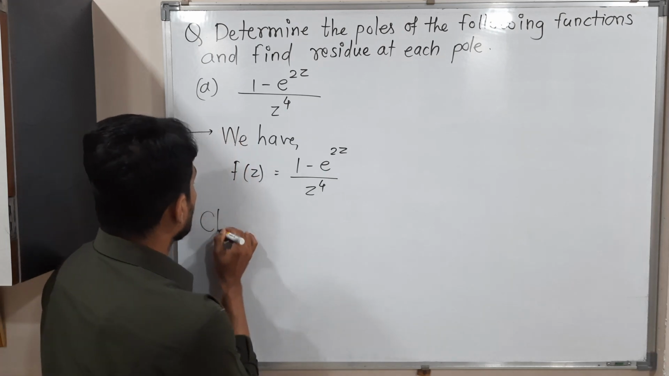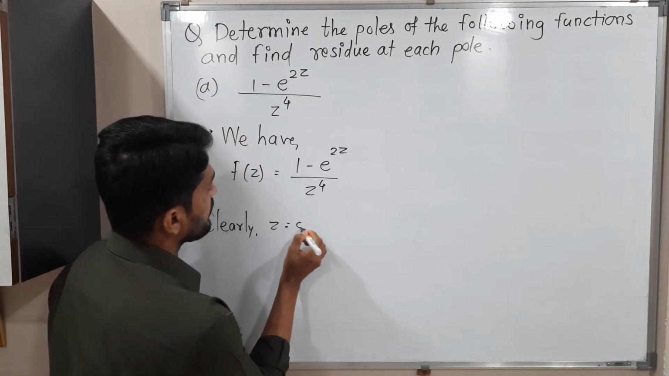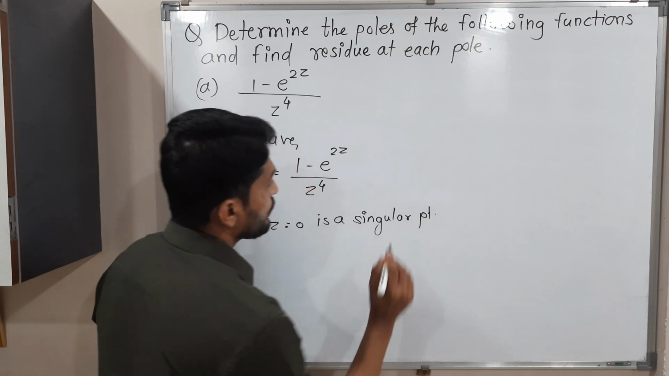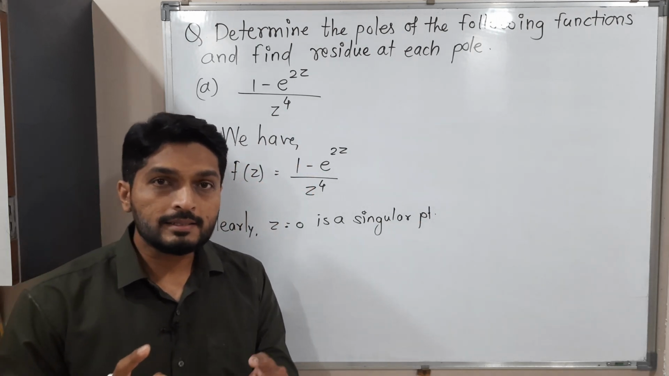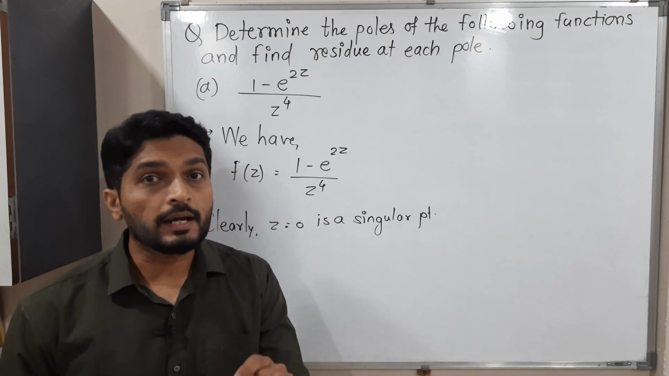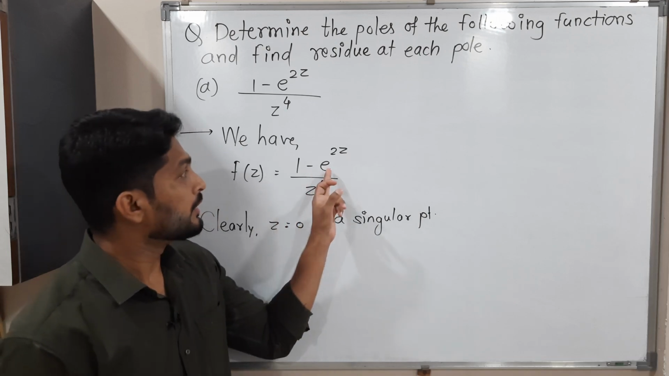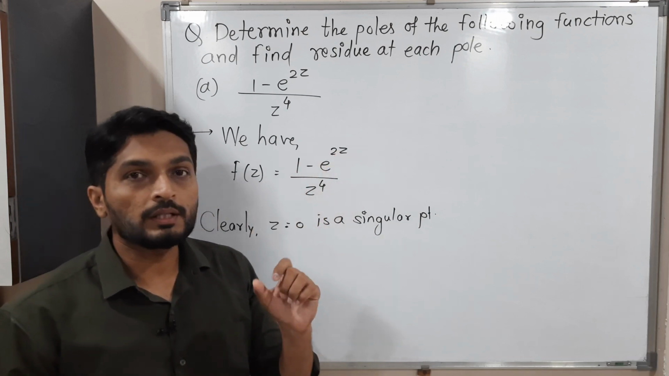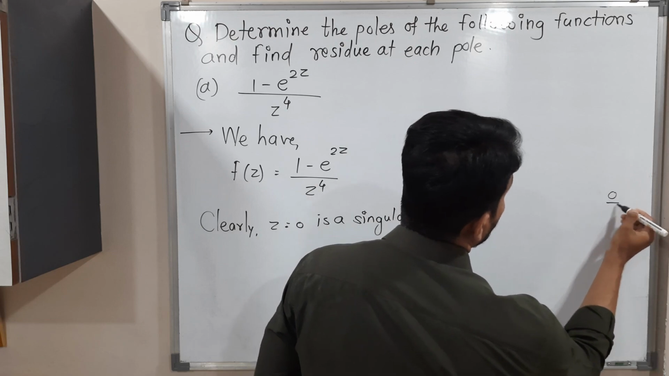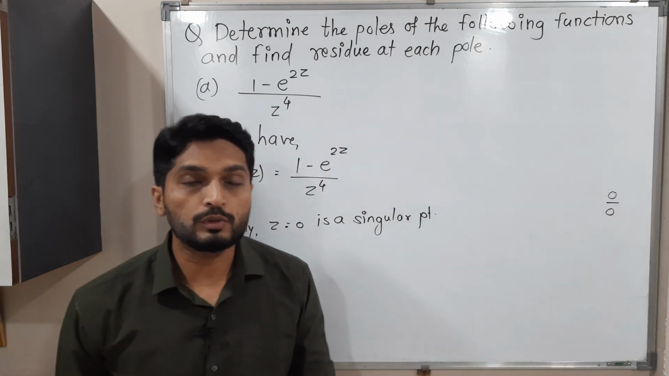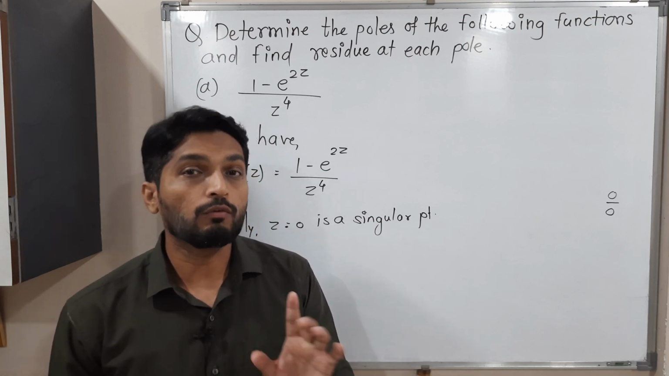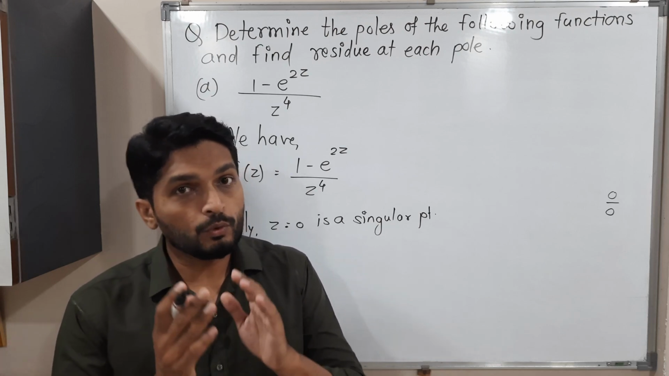So clearly, z is equal to 0 is a singular point. So tell me one thing. Can I say it's a pole of order 4? Not directly. The reason is that if I put z is equal to 0 in the numerator, e raised to 0 is 1, 1 minus 1 is 0. That means we are getting 0 in the numerator also, so we get the 0 upon 0 form. So definitely z is equal to 0 is a singular point, but we cannot directly declare it a pole of order 4. Get it? So for that, I need to go through the definition.